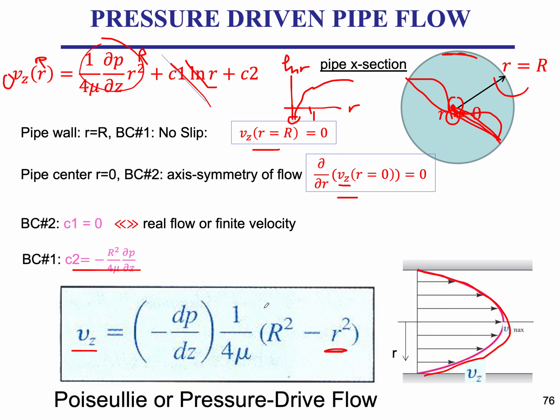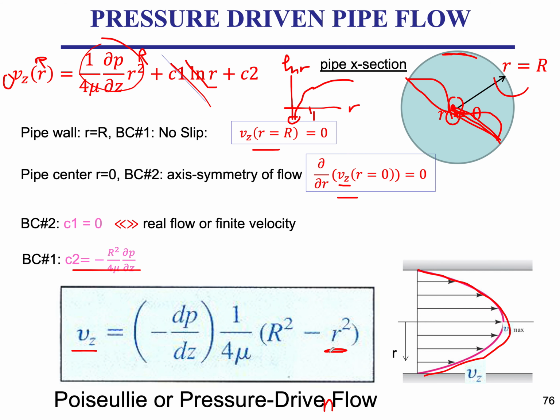Now, what can we do with this? This is called a Poiseuille or pressure-driven flow. And we have seen this in the pressure-driven flow between two flat plates, and it also looked parabolic. So this quadratic, second order polynomial relationship seems to be repeating every time we have a pressure driven flow when we supply a constant dp/dz.